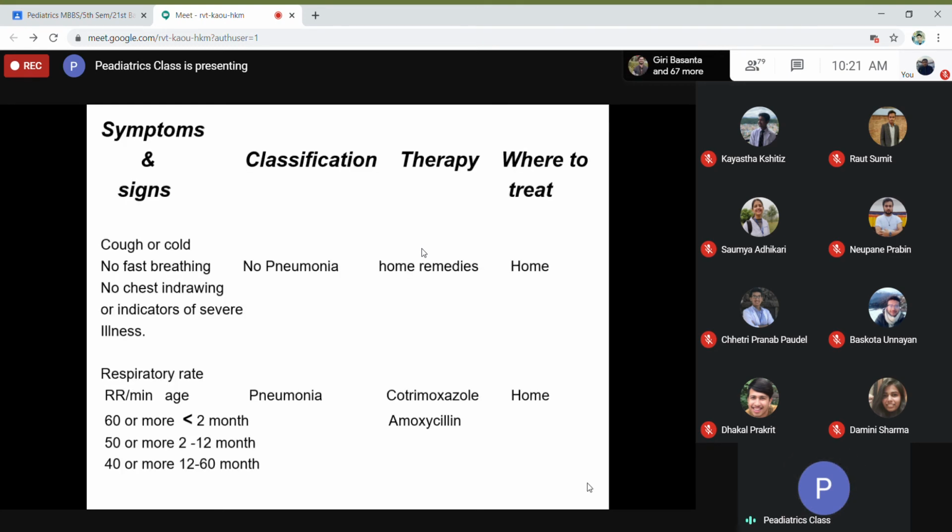Cotrimoxazole dose is around 6 to 8 mg per kg per day in 2 divided doses for 7 to 10 days, and you can manage at home. Amoxicillin dose is around 40 to 60 mg per kg per day. Depending upon the severity of symptoms, you can adjust the dose. If the child is having severe symptoms, you can start with 60 mg per kg per day, or around 40 to 60 mg per kg per day in 3 divided doses for 7 to 10 days. Depending upon the improvement, you can treat at home.